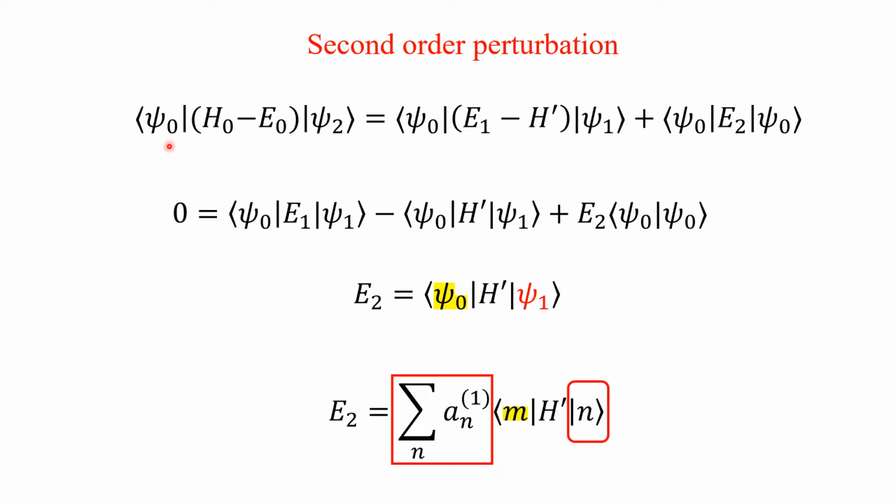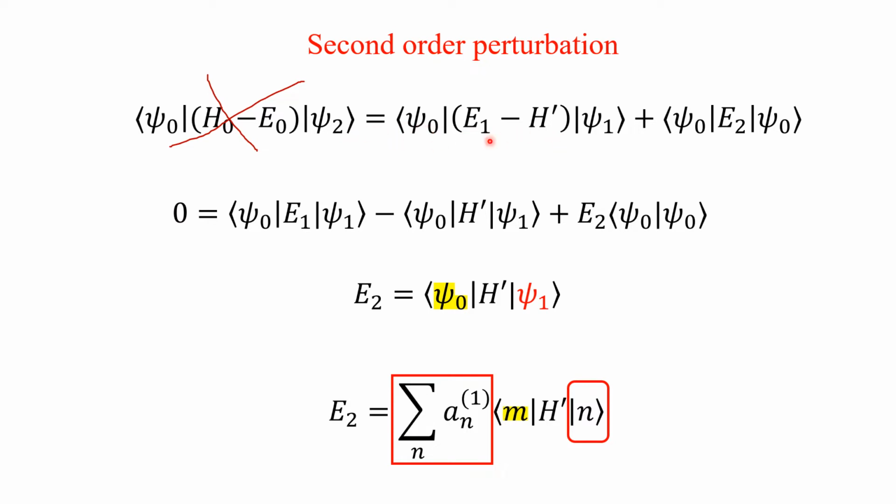So then it will become the inner product of psi naught with psi 2, which will be equal to 0 due to the orthonormality condition. The inner product of psi naught with psi 2 is 0. So the left hand term will get cancelled. This will become 0. That's what I have written.